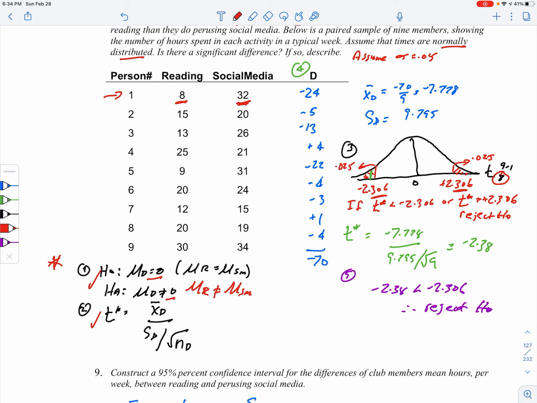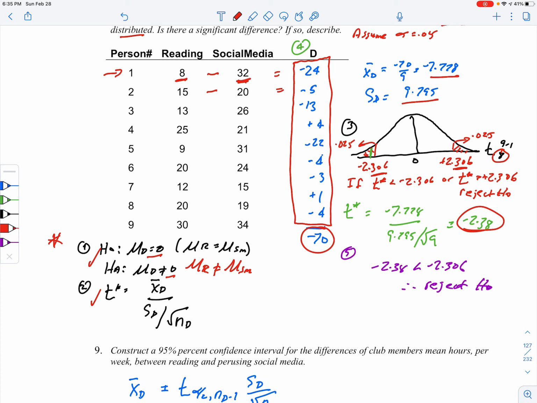And then the way that we calculate the differences is just, 8 minus 32 is equal to minus 24. 15 minus 20 is equal to minus 5, and all the way down. Here's the sum. And we can just calculate the mean and standard deviation of this column. So we've got some positives, we've got some negatives here. The mean turns out to be minus 7.778, and the standard deviation is 9.795.